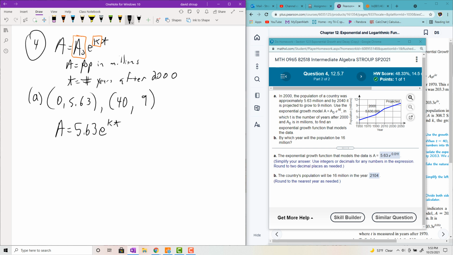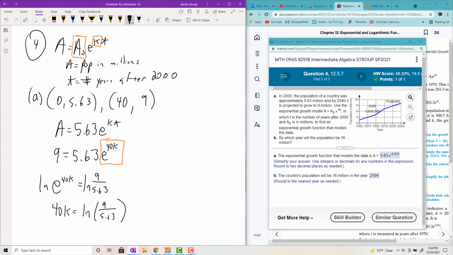Then we could use the second ordered pair to solve for k. I'm going to put 40 in for t and 9 in for A. So I end up with 40k. Then it's an exponential equation, and I first want to solve for the exponential part. So I have e to the 40k equals 9 divided by 5.63. Then I take the ln on both sides, so I'll have 40k equals ln of 9 over 5.63. Then divide by 40, so k is ln of 9 over 5.63, all over 40.